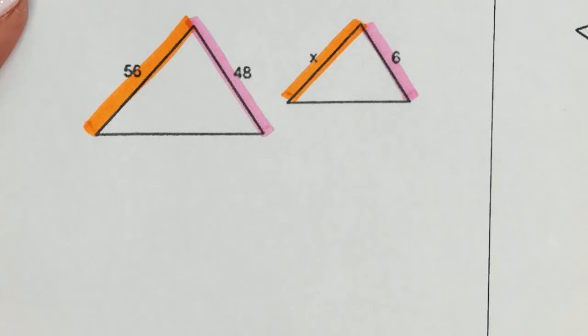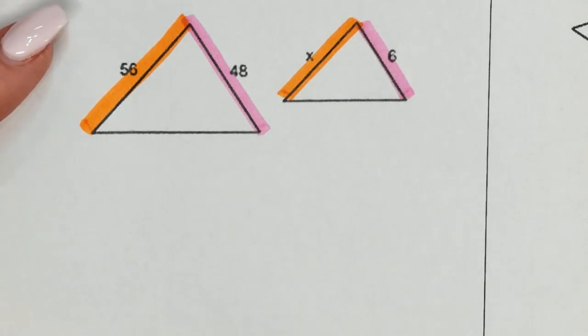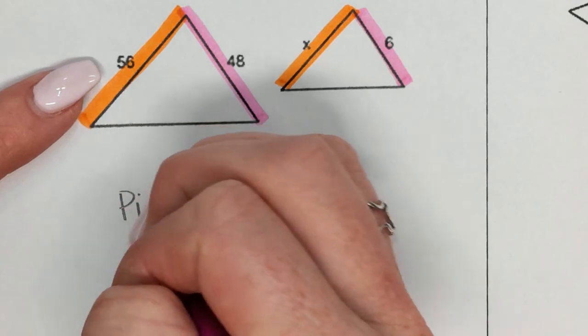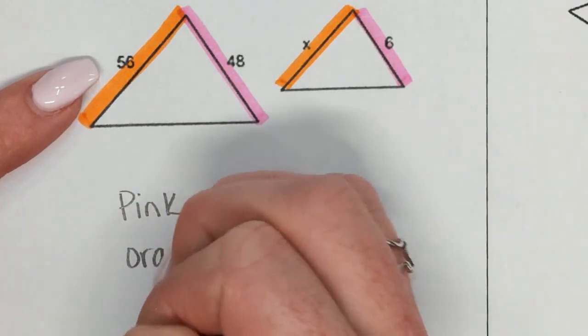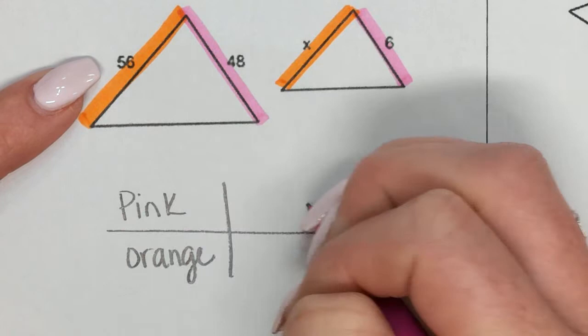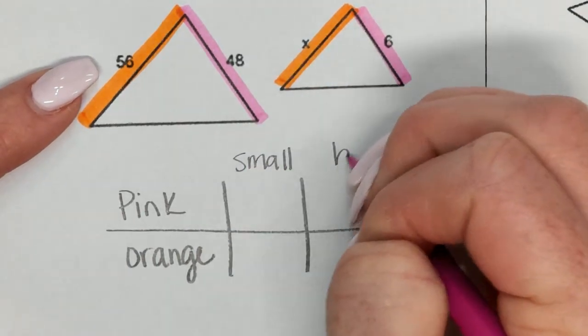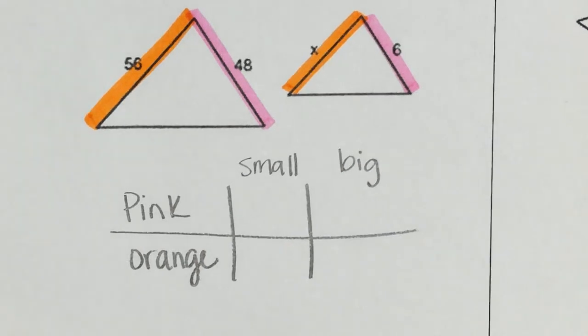Now we're going to make our box. Use the colors you picked. So I'm going to do pink to orange. And then at the top I'm going to write small and big. Or big and small, it doesn't matter. But if you want it to look like mine, make it look like mine. Are y'all ready? Am I going too fast?